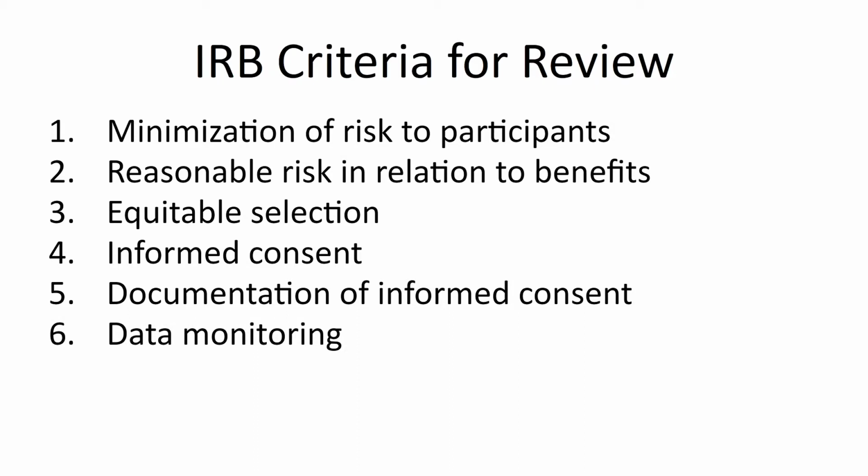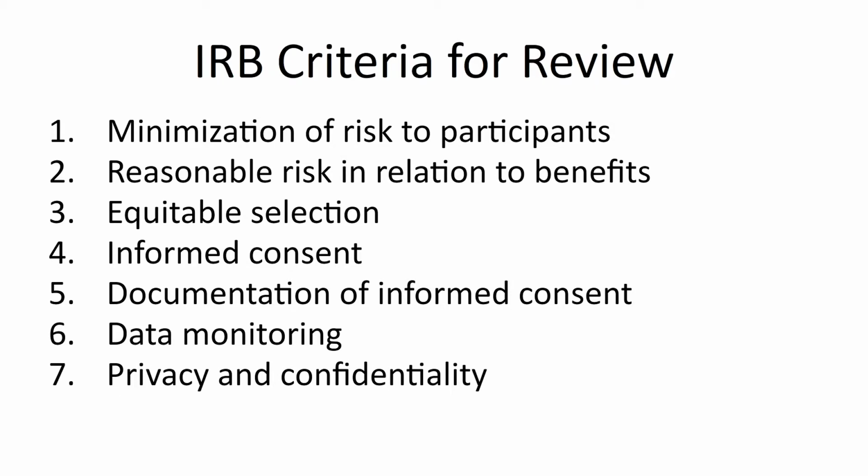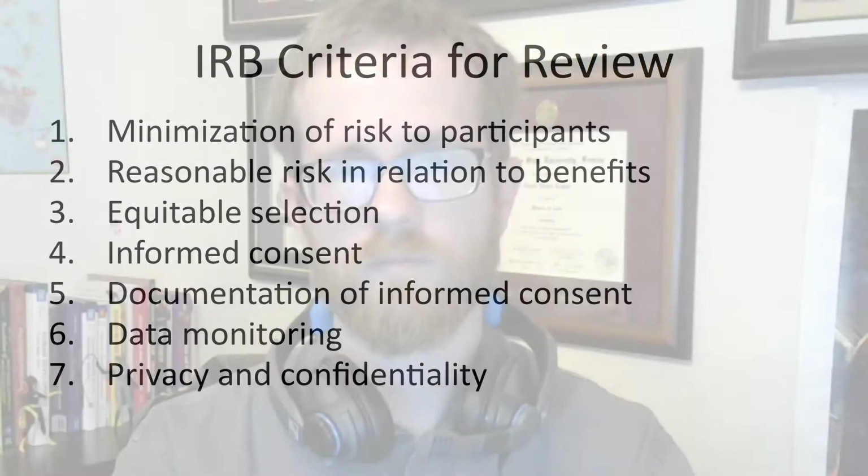Number 6 is data monitoring. So the IRB needs to know how you intend to keep track of all this data you're collecting. And number 7 refers to issues regarding privacy and confidentiality. You have to explain how you intend to keep your participants' data private. So that's APA Ethics Code Item 8.1.